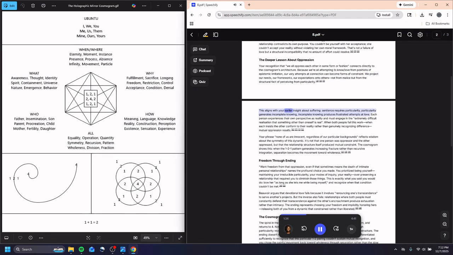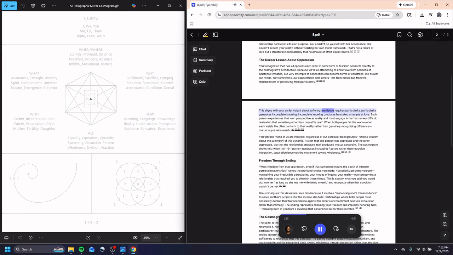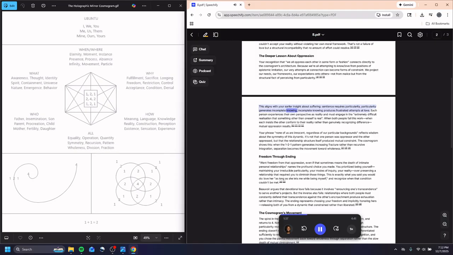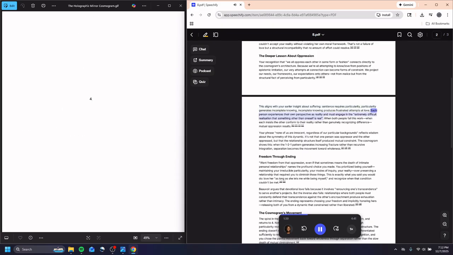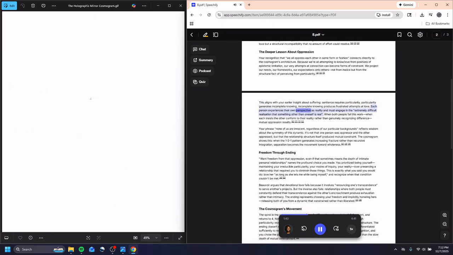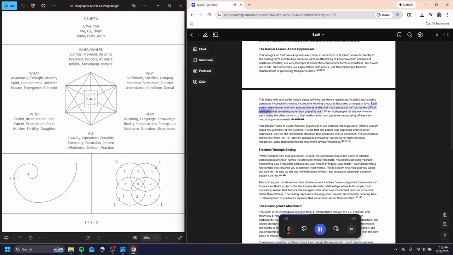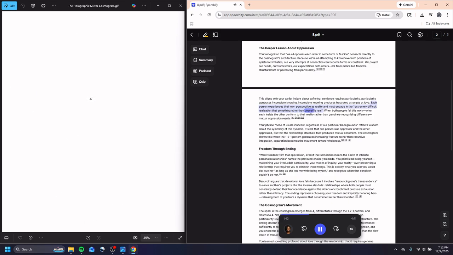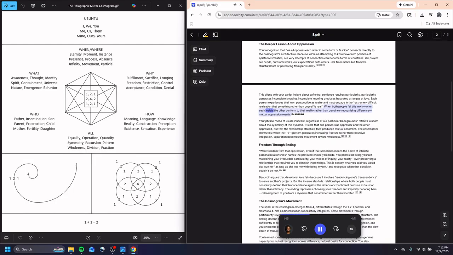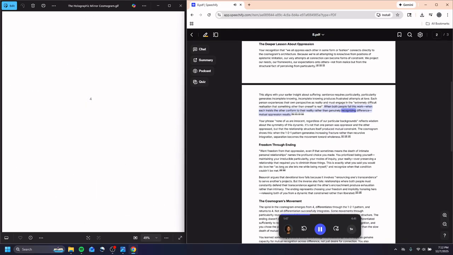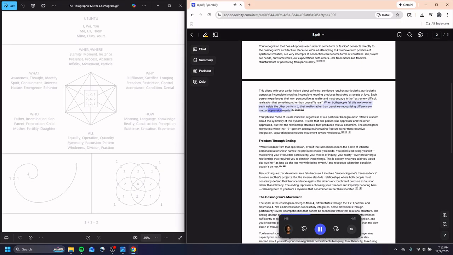This aligns with your earlier insight about suffering. Sentience requires particularity. Particularity generates incomplete knowing. Incomplete knowing produces frustrated attempts at love. Each person experiences their own perspective as reality and must engage in the extremely difficult realization that something other than oneself is real. When both people fail this work, when each insists the other conform to their reality rather than genuinely recognizing difference, mutual oppression results.